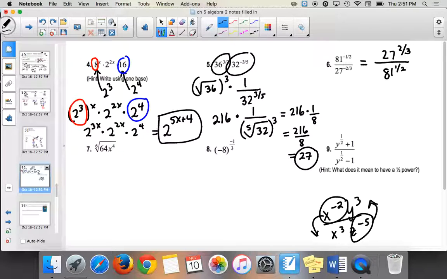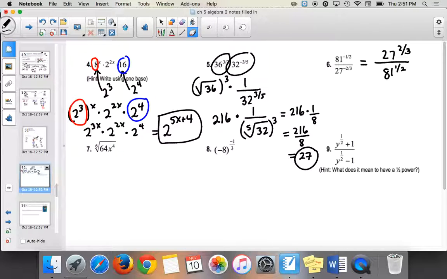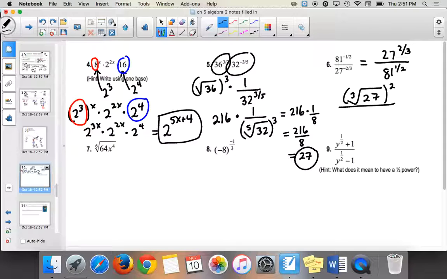Hopefully you remember that because that's still going to be on your test. Still chapter 5. So we're going to find each one. So find 27 to the 2 thirds. So write it in its root form. So I have the cube root of 27 squared. And then 81, I have the square root of 81, so I don't need that little 2 there, to the first, right?